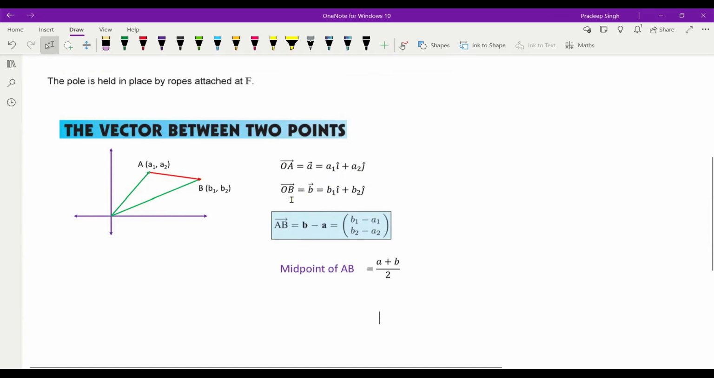OA and OB, both of them, we can write in the column notation. So OA can be written as A1, A2, and OB can be written as B1, B2. And hence AB vector will be B vector minus A vector. So we subtract these two. B1 minus A1 will be the x component. B2 minus A2 will be the y component. And that's how we find a vector which connects 2 points.